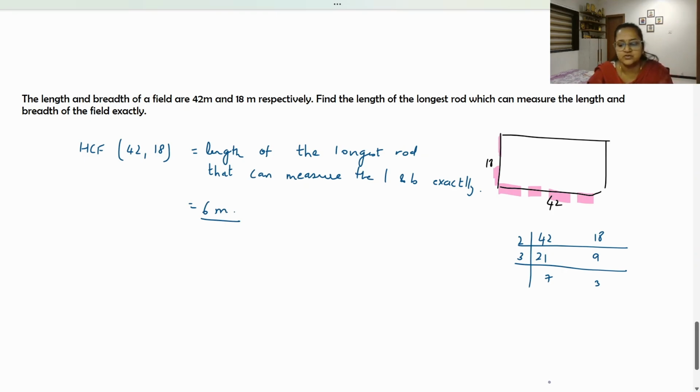I hope you all have understood, children. These were a few very important and little different questions from this chapter of real numbers. Real numbers has an individual weightage of 6 marks. So go ahead with this and practice these questions along with the questions that are there in the textbook.